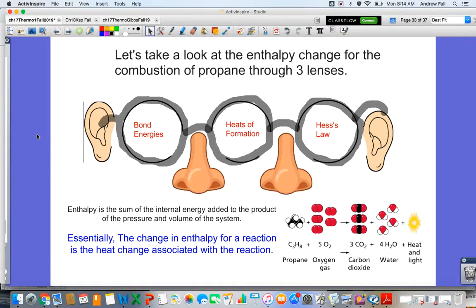In this video, we're going to take a look at the enthalpy change for a reaction, this reaction being the combustion of propane through three different lenses. We're going to take a look at the energetic properties of it through calculating bond energies, heats of formation, and Hess's law. So the enthalpy for a reaction is essentially the heat change associated with it, and it tells you basically how exothermic or endothermic a reaction is.